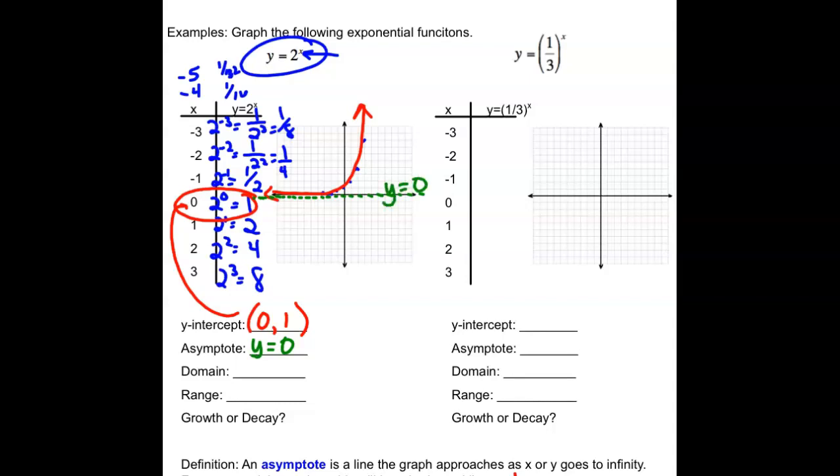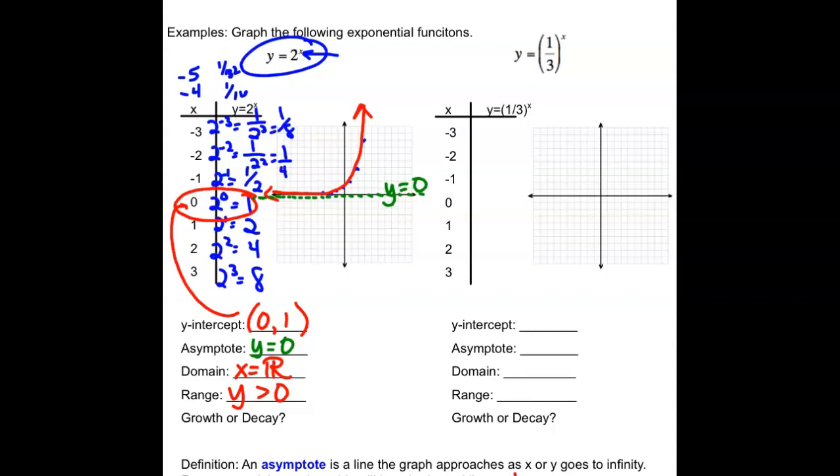My domain, there's no value that I can't plug in for x, so my domain is going to be all reals. But my range, I do have this cutoff. Now, my points get close to that green line, but they're never actually going to touch it. So my y values are never actually going to get to 0. They're always going to be just slightly above that. So our y limit here would be everything has to be above the 0 mark.